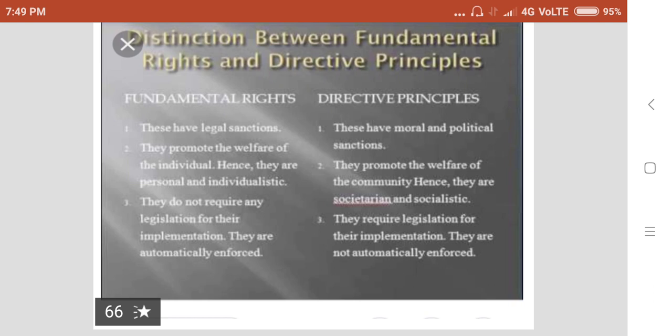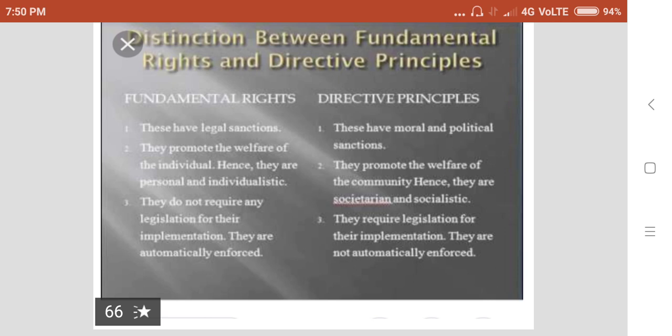Distinction between fundamental rights and directive principles. Fundamental rights have legal sanctions. They promote the welfare of the individual, hence, they are personal and individualistic. They do not require any legislation for their implementation, so they are automatically enforced.